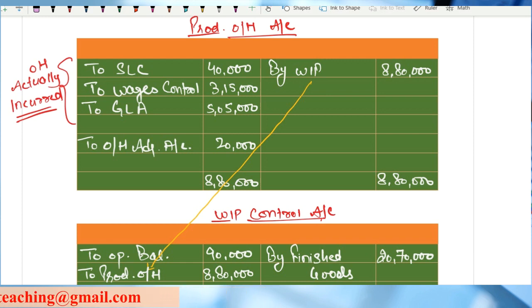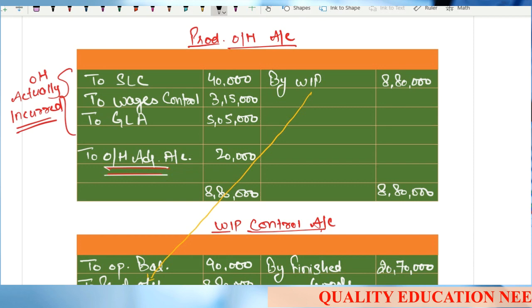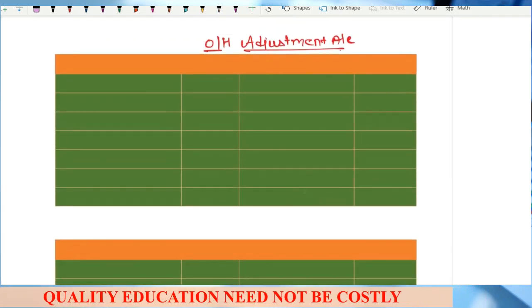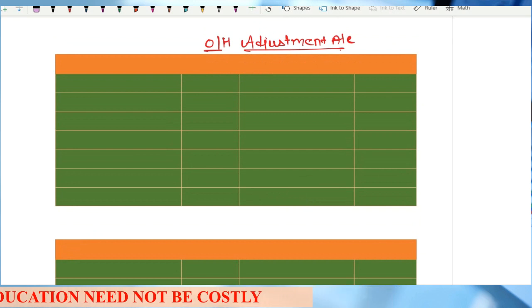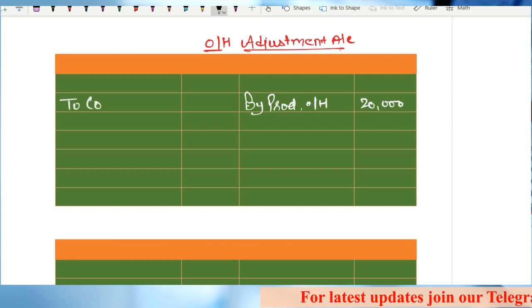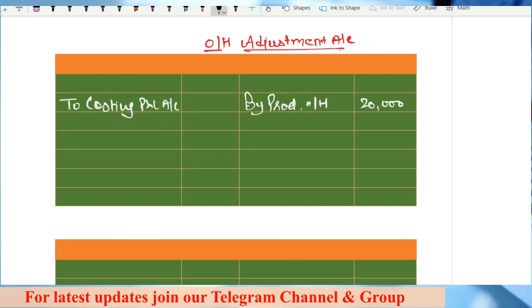Now the last account is the overhead adjustment account. Here we have taken the overhead adjustment, which means this overhead adjustment will go here. Now if we talk about the overhead adjustment account, I will write by production overheads control account, 20,000, and it will be transferred to the costing P&L account, costing profit and loss account, 20,000.